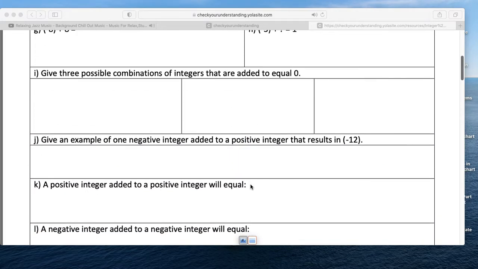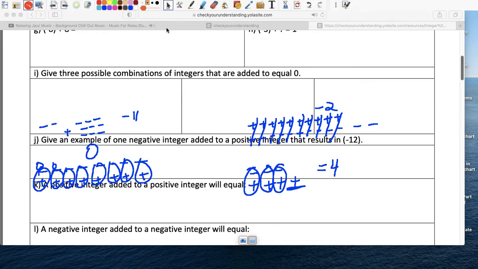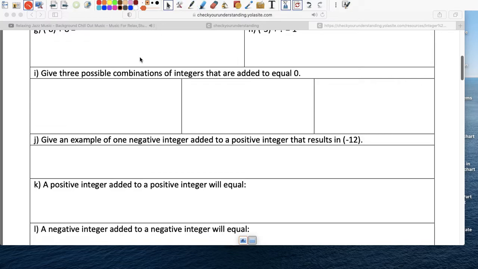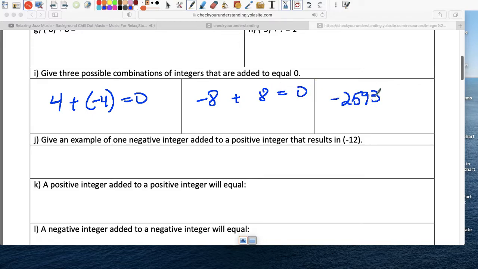Give 3 possible combinations of integers that are added to equal 0. Is that right? So there are so many options. So let's just do, I don't know, 4 plus -4. Negative 8 plus positive 8, negative 2,593 plus positive 2,593. That also will be equal to 0, right? Because I make zero pairs and they will all add up to 0.